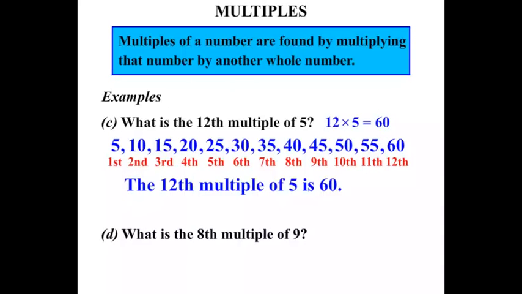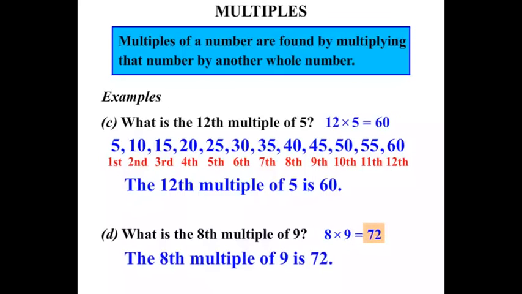What is the 8th multiple of 9? Well, let's do it the quick way. 8th multiple of 9, we're going to be thinking 8 times 9. And 8 times 9, of course, equals 72. So we can then say that the 8th multiple of 9 is 72.